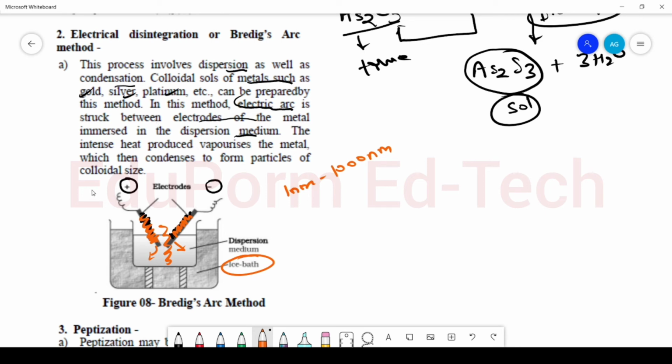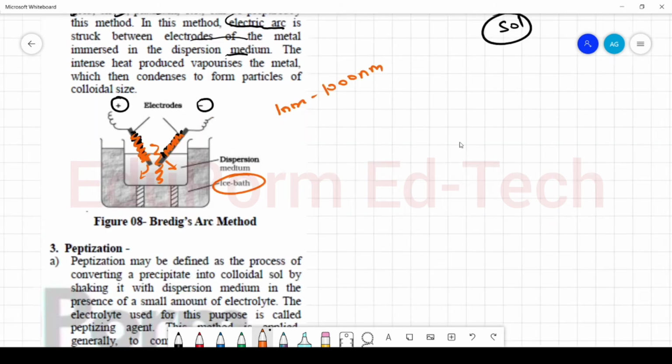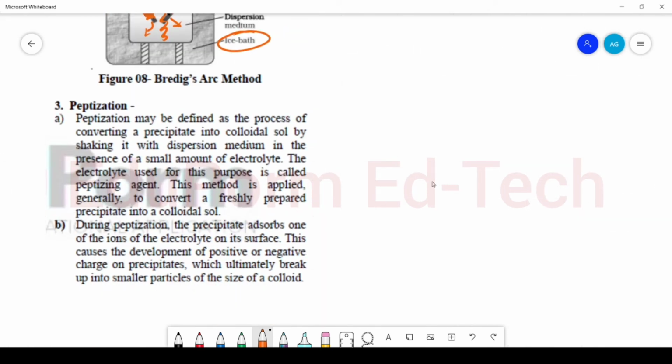Now the next method is peptization. Peptization may be defined as the process of converting a precipitate into a colloidal sol by shaking it with the dispersion medium. Okay, so what we have in a precipitate, for example, this is a test tube. The precipitate will settle at the bottom and on the upper side we will have the liquid. So when we shake this, we will get a colloidal sol. The electrolyte used for this purpose is called a peptizing agent. If we are adding an electrolyte, the electrolyte will be called a peptizing agent.